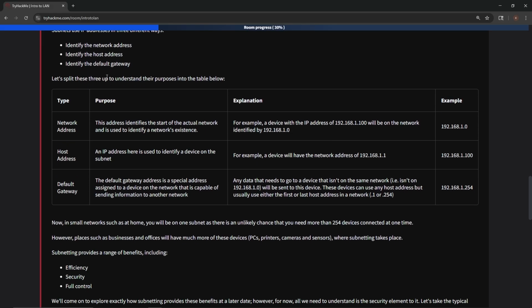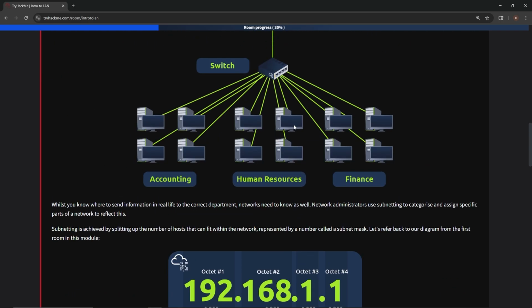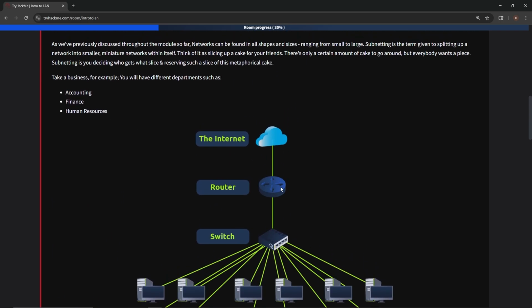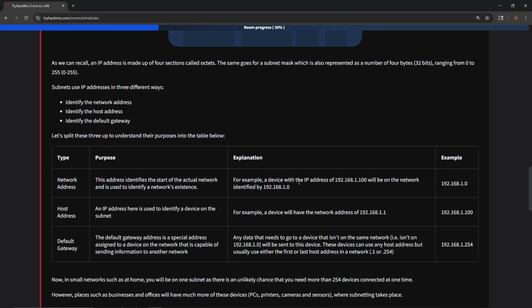So let's split these 3 up to understand their purposes in the table below. We've got a type, a purpose, an explanation, and an example. The first type is going to be network address. This address identifies the start of the actual network and is used to identify a network's existence. For example, a device with the IP address shown here will be on the network identified by this address. So I guess the router is going to have that network address associated with it.